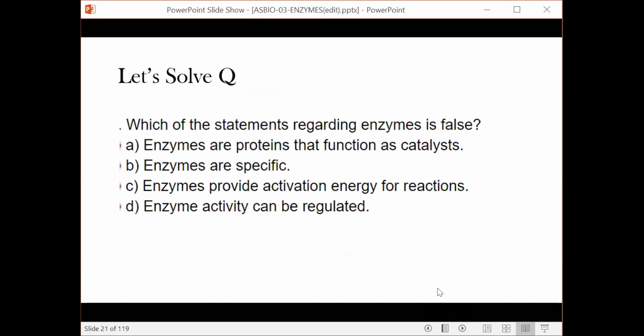Now try to solve this. I would suggest please read the questions and the statements properly. It is asking which is wrong, so let's see.